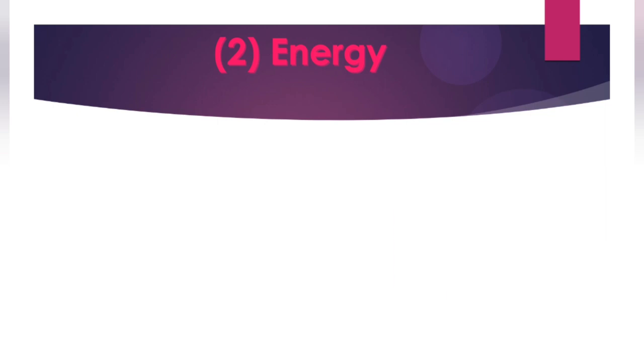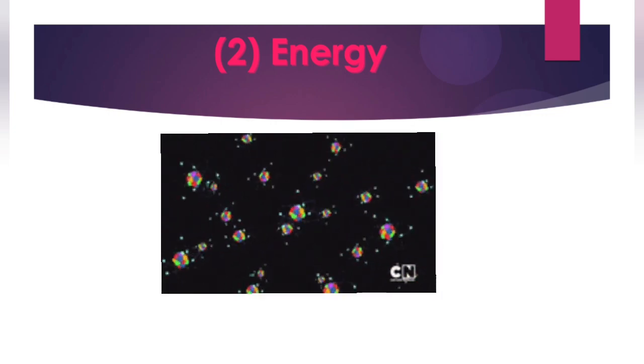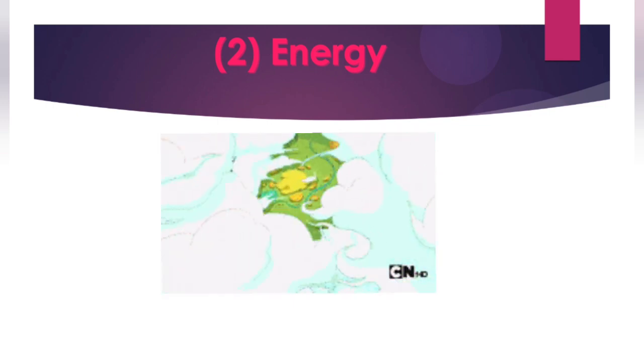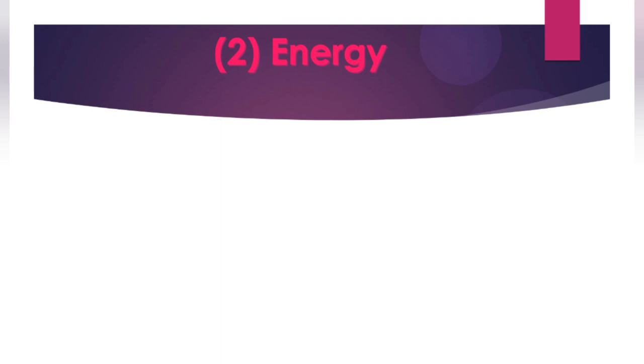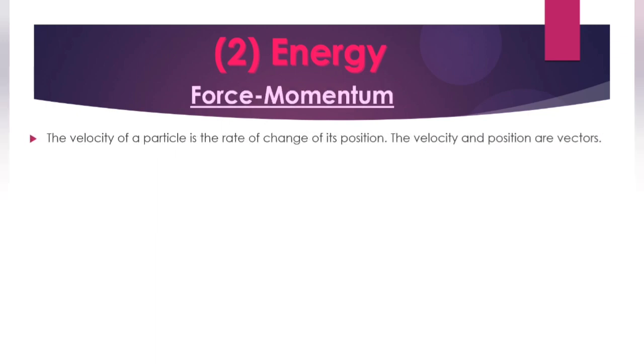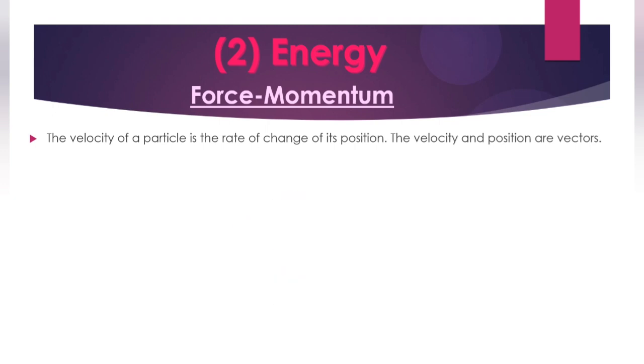Molecules are built from atoms, and atoms are built from subatomic particles. To understand their structures, we need to know how these bodies move under the influence of the forces they experience. The velocity of a particle is the rate of change of its position. The velocity and position are vectors. What is a vector? It means a quantity having direction as well as magnitude. The magnitude of the velocity is the speed.